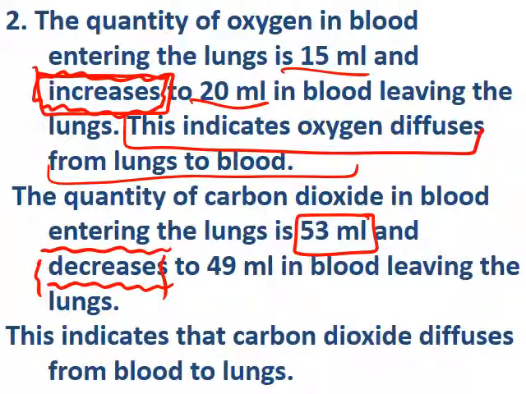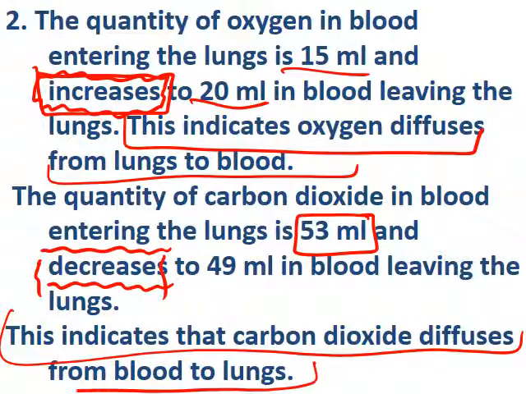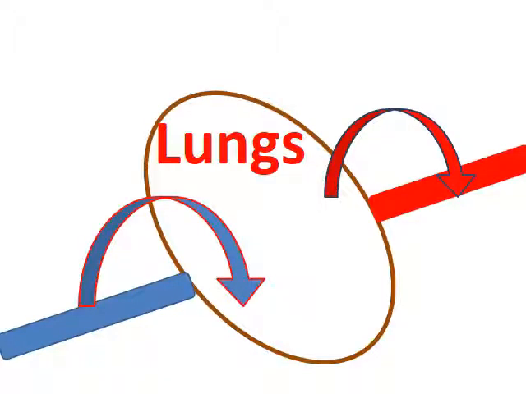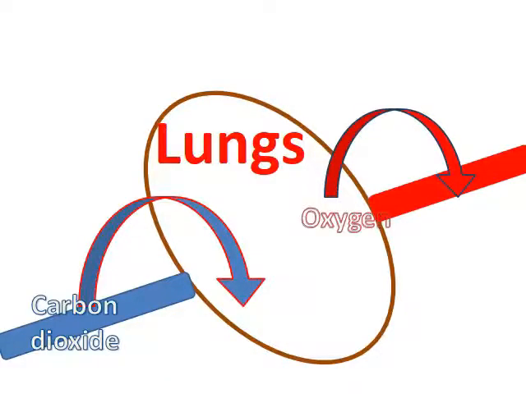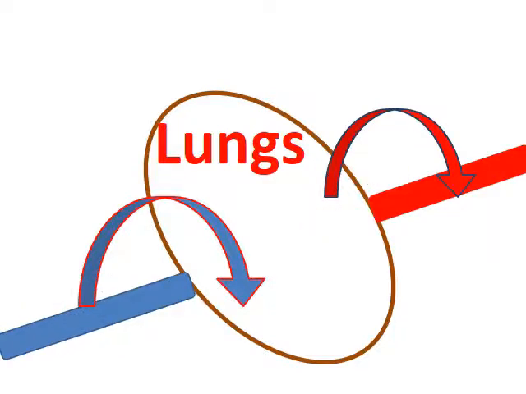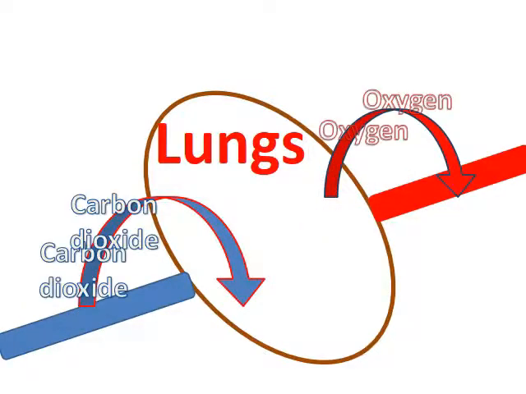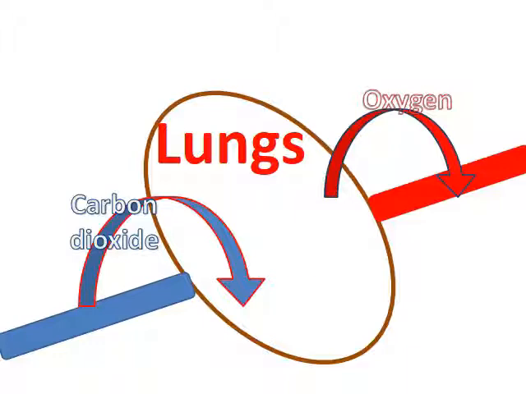This indicates that carbon dioxide diffuses from blood, a medium of high concentration of CO2, to a medium of low concentration of CO2, which is the lungs. Here the lungs and blood, carbon dioxide and oxygen, move from a medium of high concentration to a medium of low concentration. Oxygen is diffused from the lungs to the blood, and the opposite is true. Carbon dioxide is going to move from the blood toward the lungs.